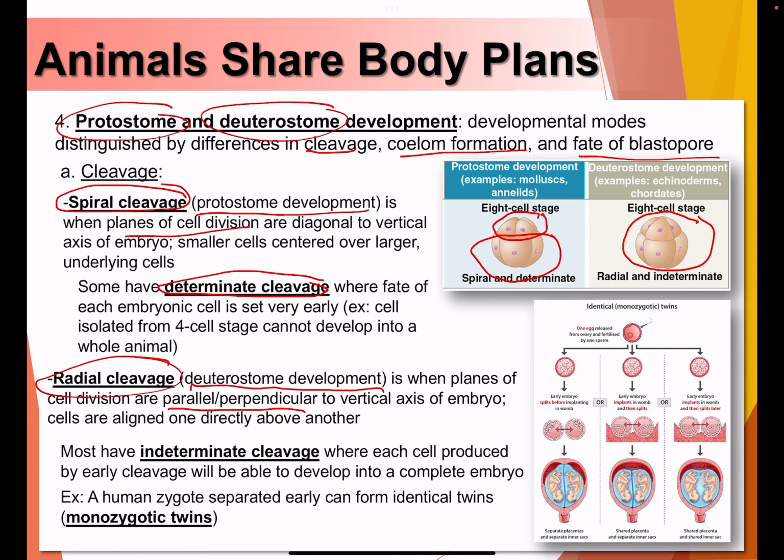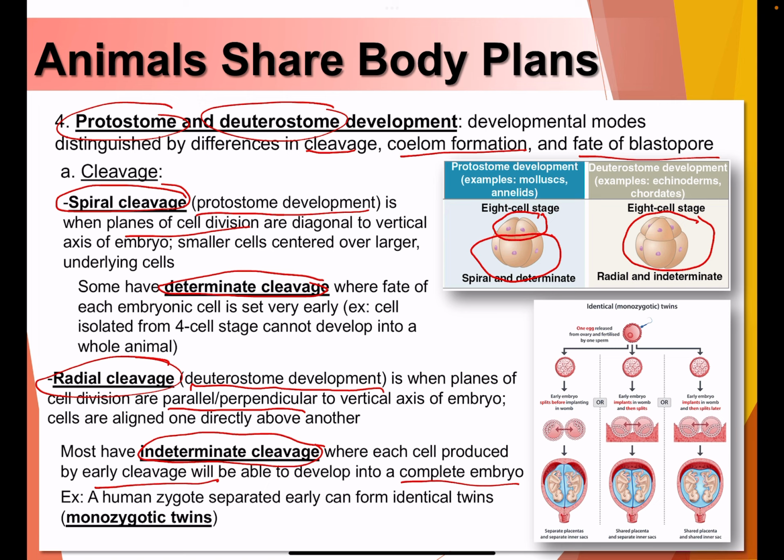In these types of animals, usually they have what's called indeterminate cleavage, where each cell produced by early cleavage is able to develop into a complete embryo, the opposite of what we talked about with determinate cleavage. So if you were to take a cell apart from the original embryo early on, that one cell can become the entire animal. A good example of that in humans is identical twins.